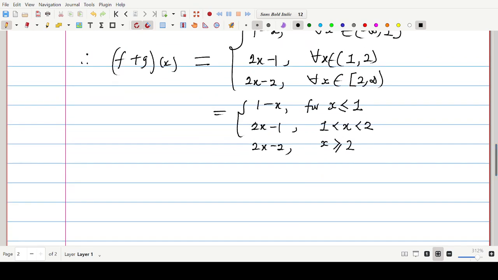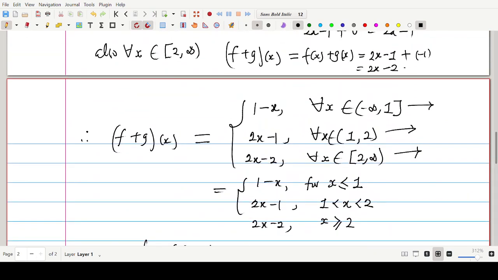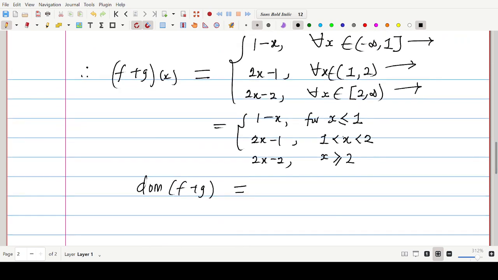We are required to find the domain. The domain of f plus g is equal to, you will take the union of these intervals. All right, we take the union. In that case, we shall have it as minus infinity to 1 inclusive, union 1 to 2, union 2 to infinity.